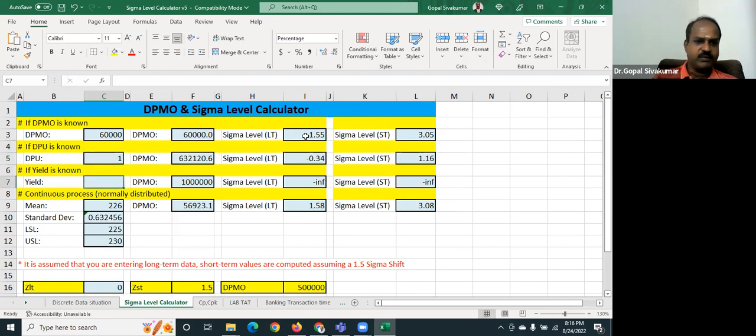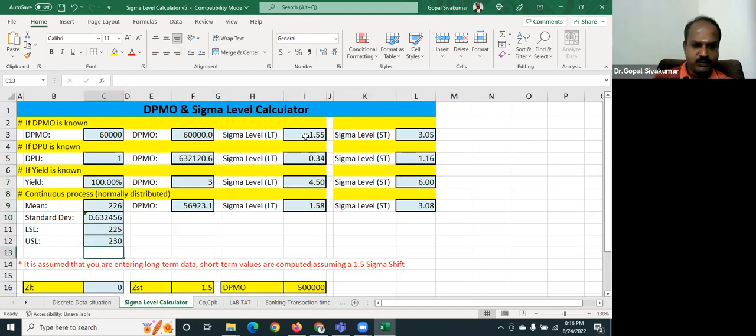And then we have yield. Let me say I know the yield. Yield is 99.73%. When yield is 99.73%, then the corresponding sigma levels are here, right? Our yield is close to 99.999666%. This is the equivalent for Six Sigma, isn't it? 99.99996%. So what is it showing? It is showing 6 sigma short term, 4.5 long term.